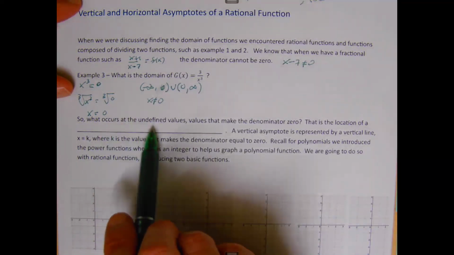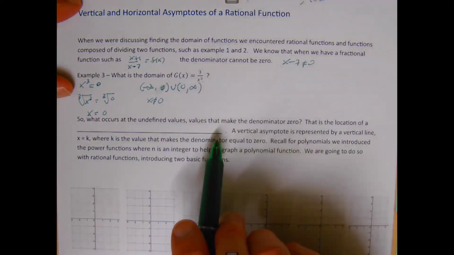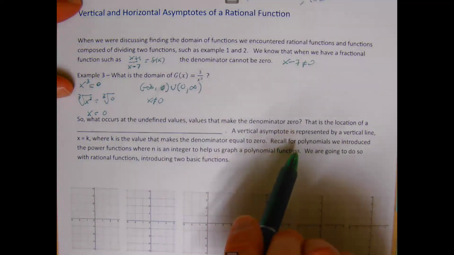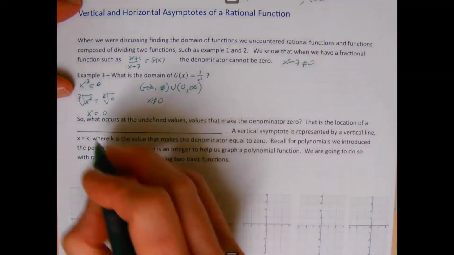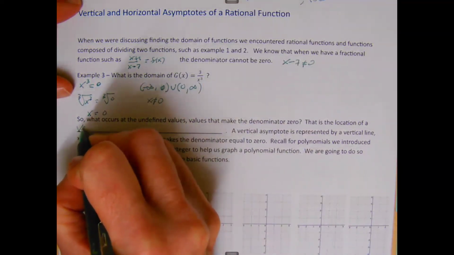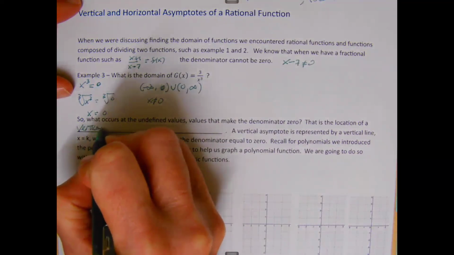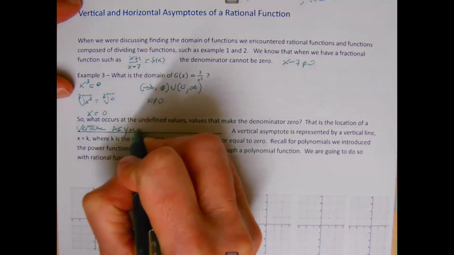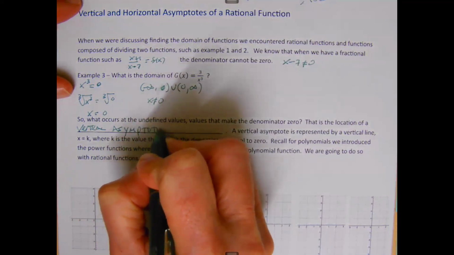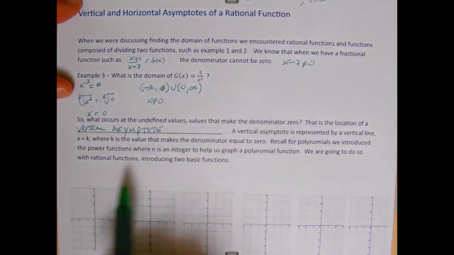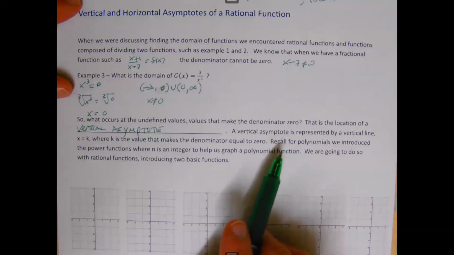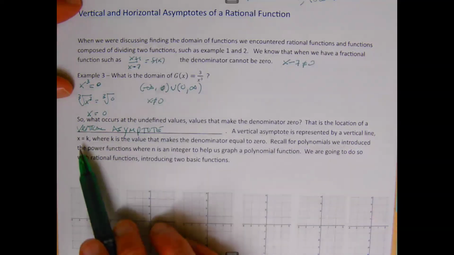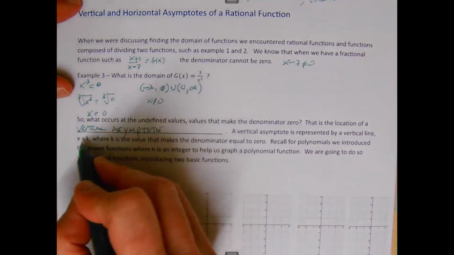Okay, so what occurs at the undefined values? What values make the denominator 0? That is the location of a vertical asymptote. A vertical asymptote is represented by a vertical line, or in the form of x equals k.